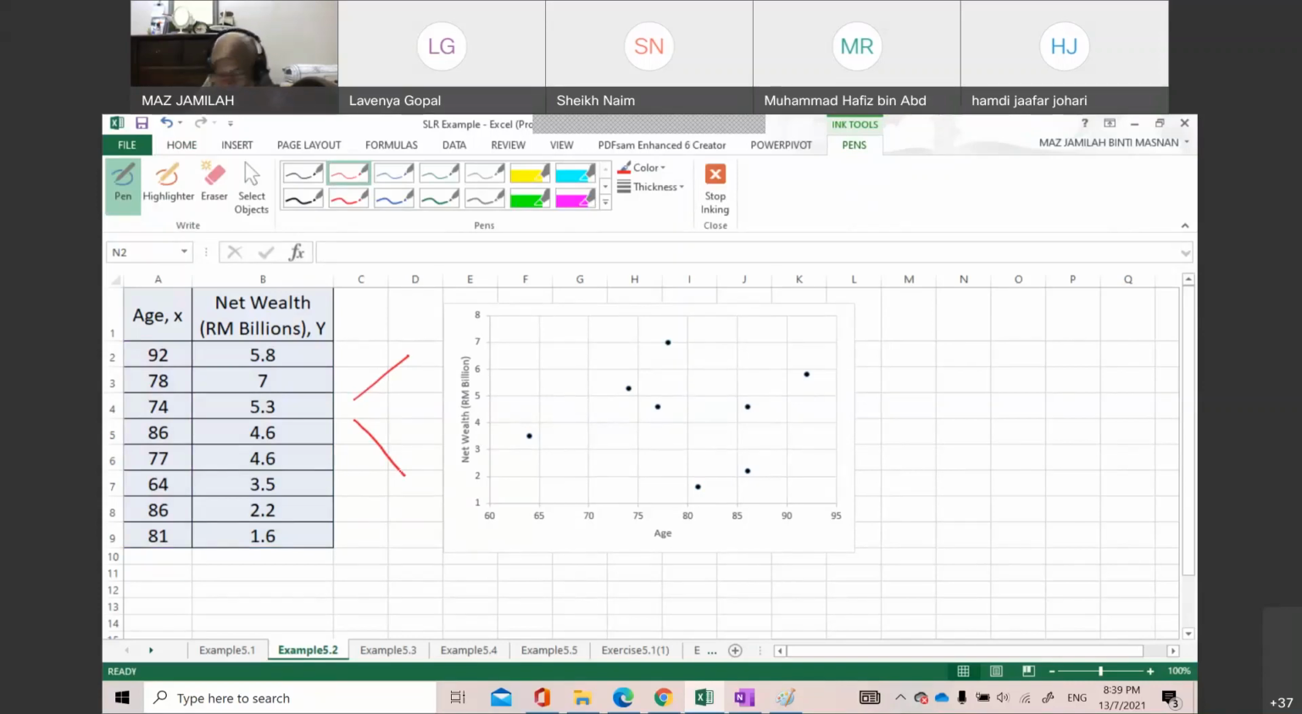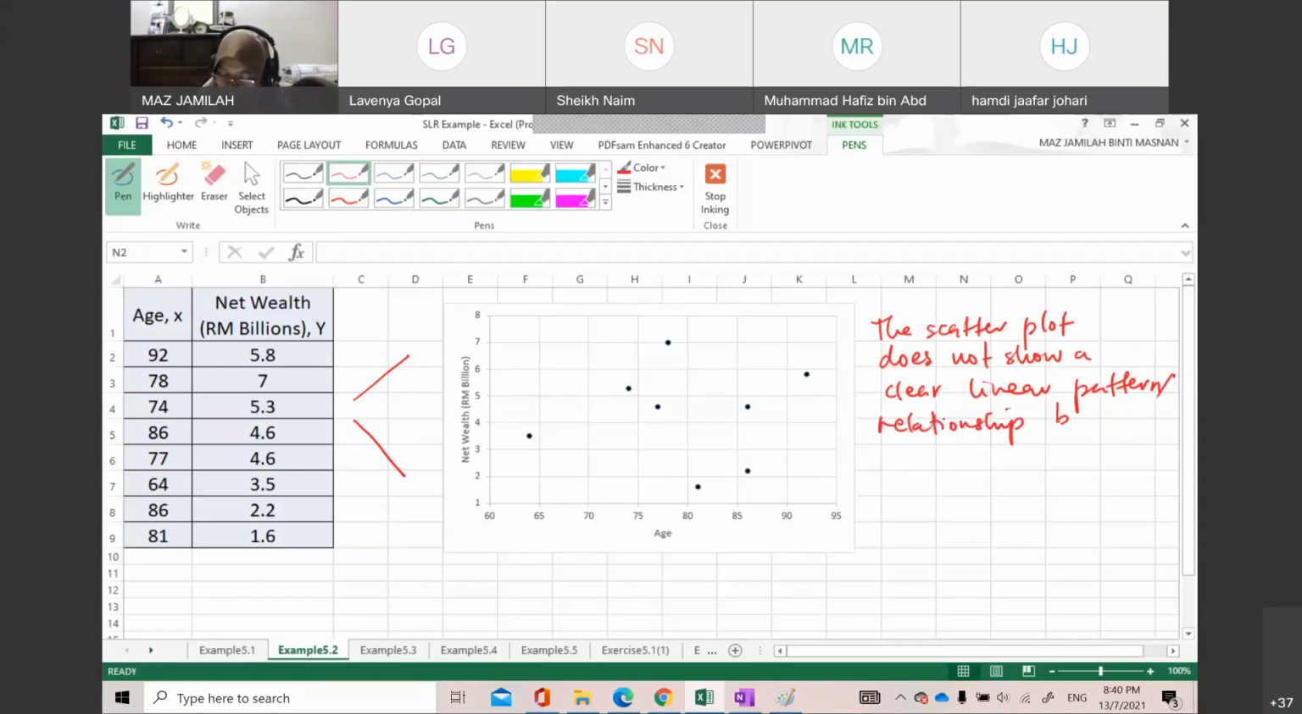So in this case, how would you comment? We would say the scatter plot does not show a clear linear pattern or relationship between age and net worth.